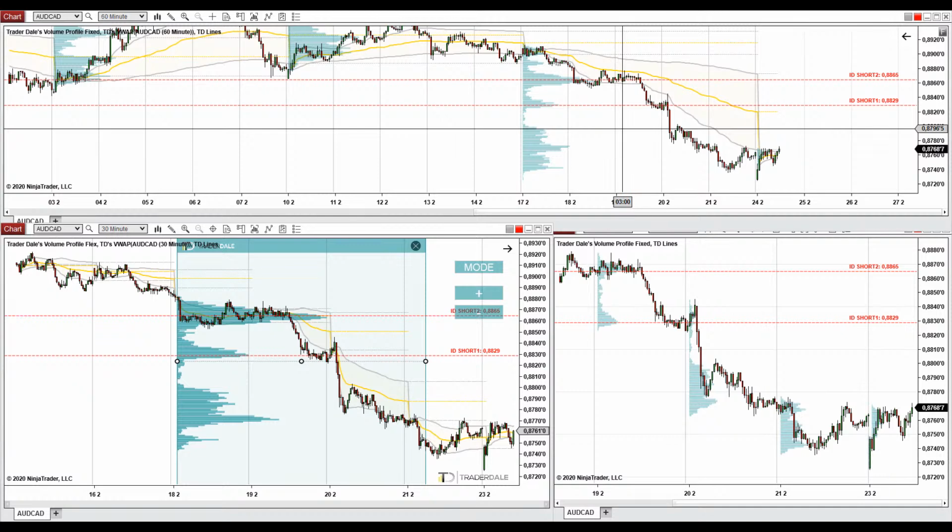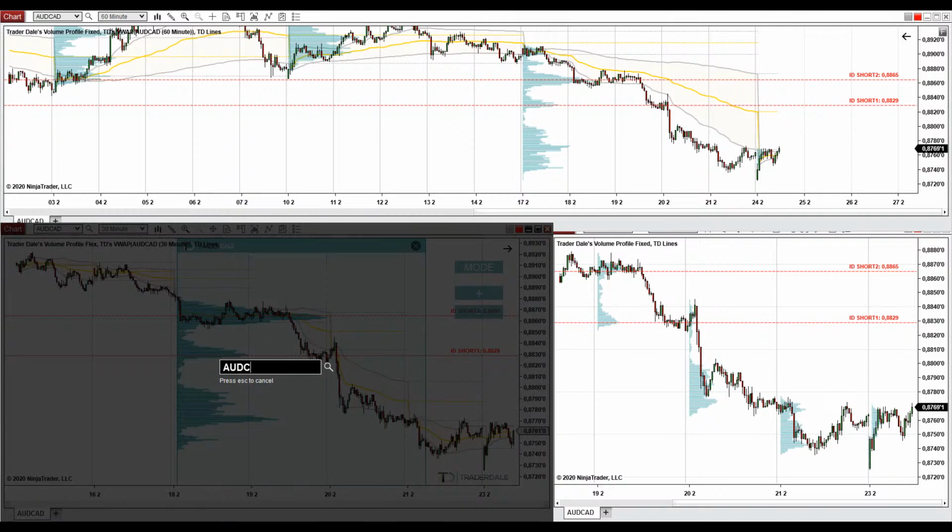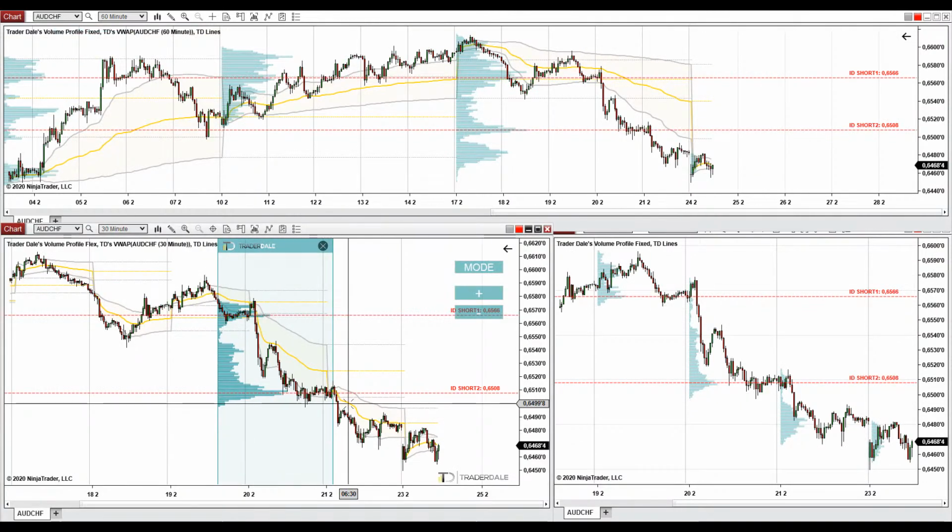And let's now move forward into the Australian dollar, Swiss franc. So what we have in here is a bit similar scenario. There was a strong downtrend, or there still currently is a strong downtrend. And within this downtrend, I'm looking for significant volume clusters.